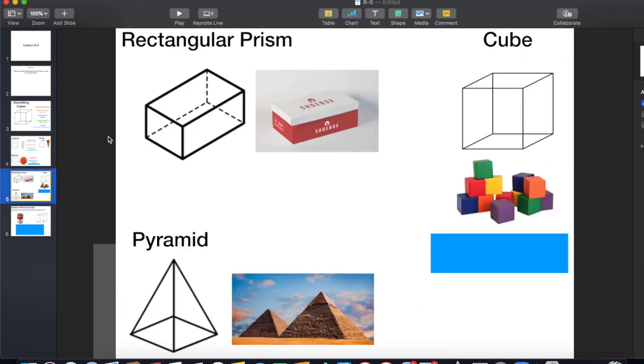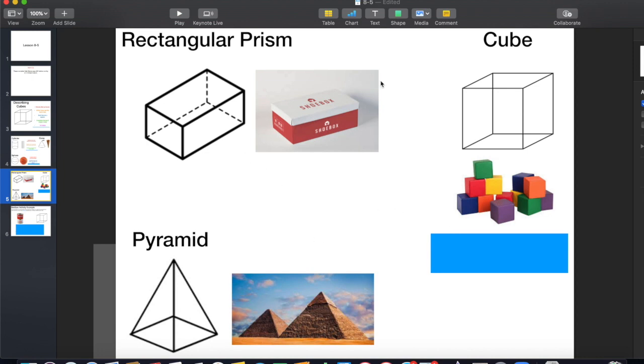So here we have a rectangular prism, which you probably have shoe boxes or other boxes lying around your house in that shape. I know we have lots of cereal boxes and macaroni and cheese boxes right now, and those are rectangular prisms. We have the cube again, and I put a picture of some of Avi's toys. And then we have a pyramid. And you might think, a pyramid doesn't have anything in common with a rectangular prism and a cube. But there's a reason why it's on this page. So let's check them out.